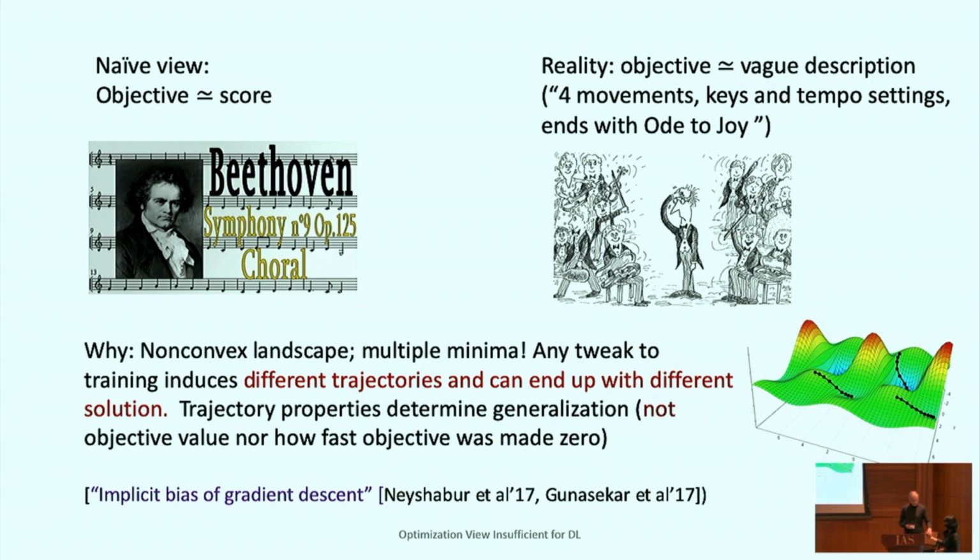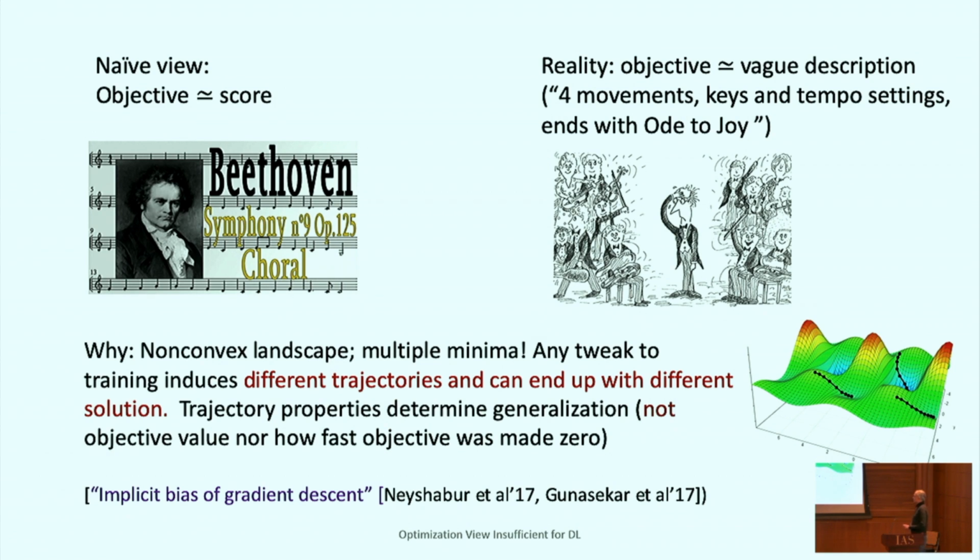And so I argue that it'll be these trajectory properties that determine generalization, the solution you get, and not the objective value, nor how fast the objective was made 0. And this observation, I tell it to the experts, and they say, yeah, we've known this. And so I say, well, the consequence is that it's not about optimizing the objective.